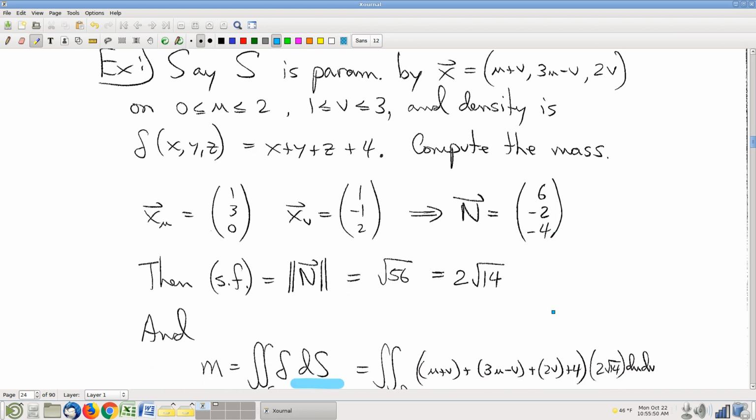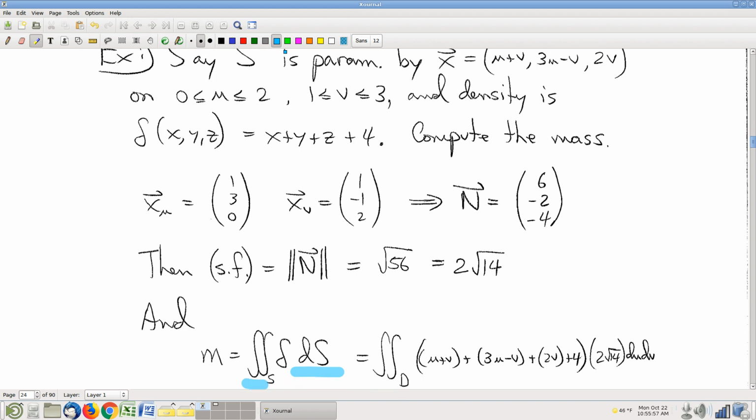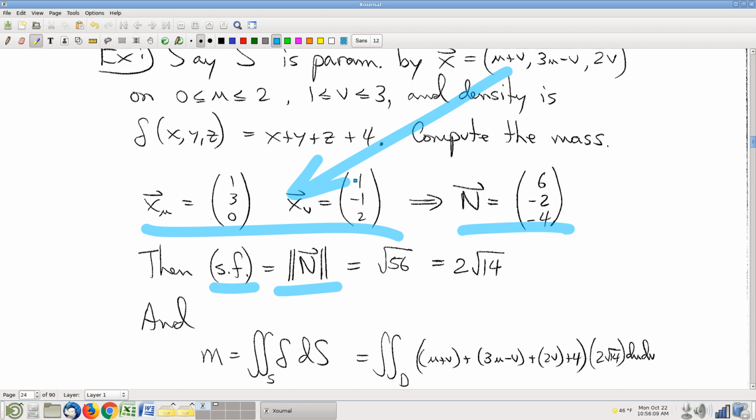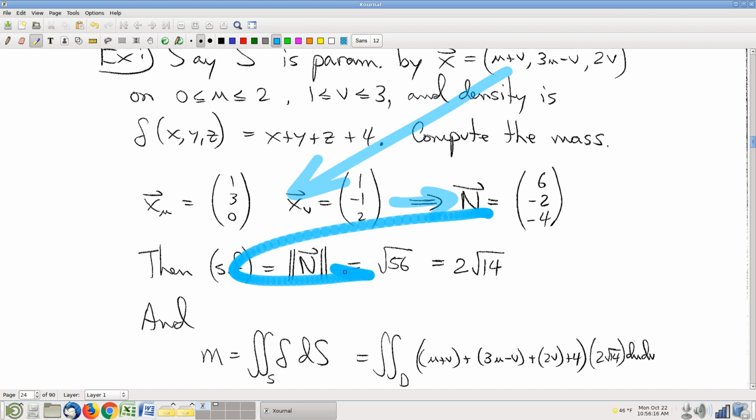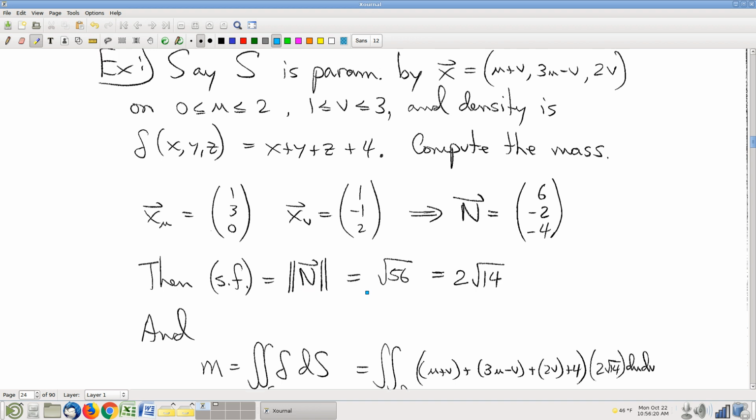First thing I want to do is compute that capital N. Keep in mind our stretching factor. Our stretching factor is the magnitude of capital N. Capital N comes from the cross product of x_u and x_v. Those, of course, have to be computed from the parameterization. So there's a several step process. First, you've got to compute x_u and x_v. Then you've got to compute N, and then you've got to compute its magnitude. All right, so going through that process.